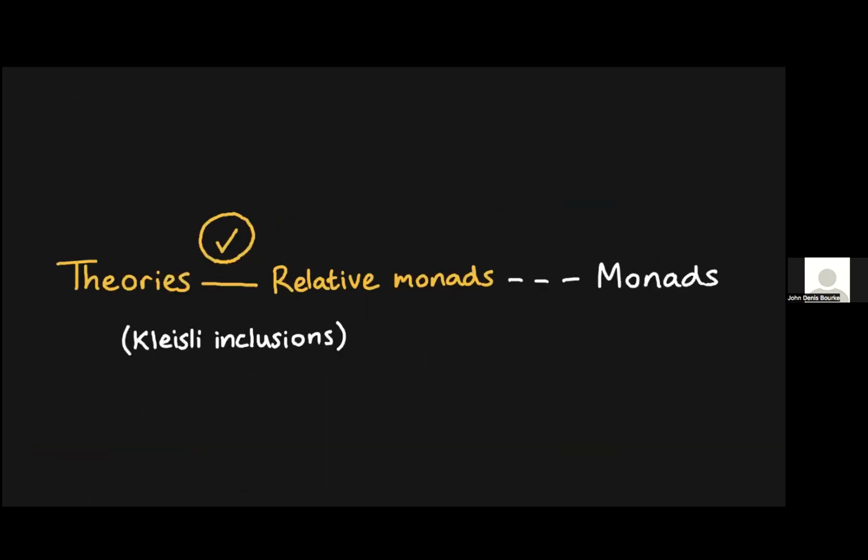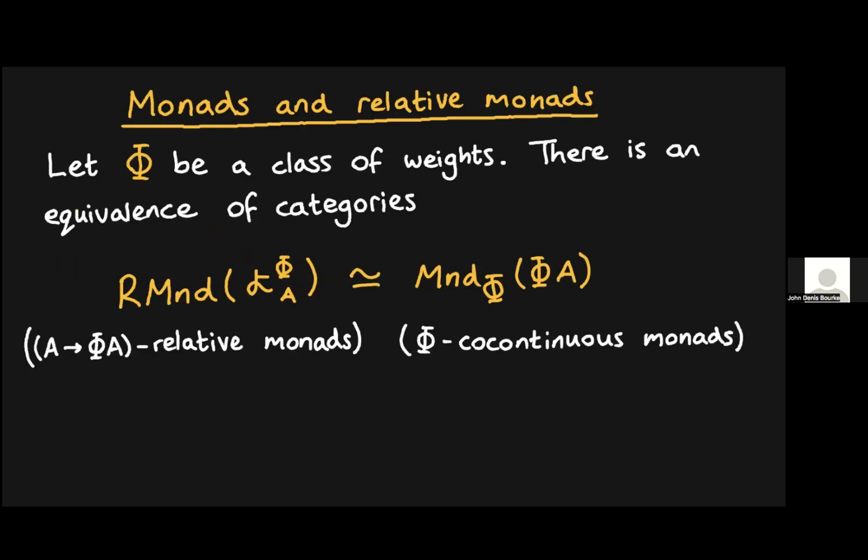Okay, so now we have a relationship between theories and relative monads, and it's essentially given by this characterization of Kleisli inclusions and a sort of relative adjoint functor theorem. And now we're going to ask, what about relative monads and monads? So if we fix some class Phi of weights, or diagrams for colimits, then there's this general theorem that says that there's an equivalence of categories between the monads relative to the Yoneda embedding of some category into its co-completion under Phi weighted colimits, and the Phi co-continuous monads on the Phi co-completion of the category.